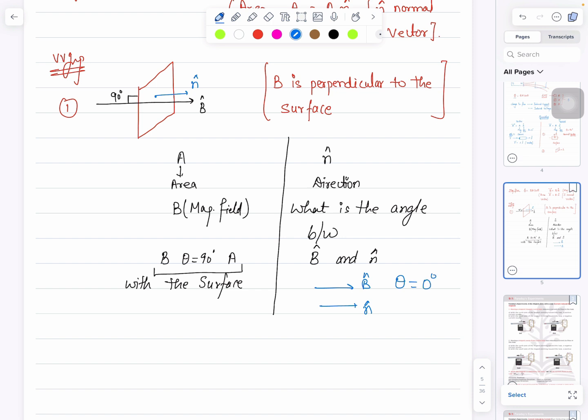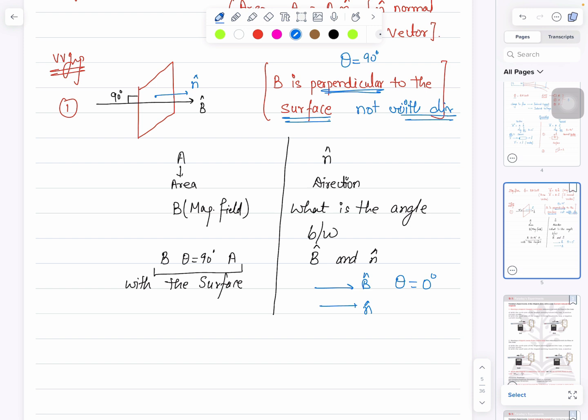Can I say both are in the same direction? Angle is 0 degree. Yes or no? It is making an angle of 90 degree. Perpendicular means theta equals 90 degree. With whom? With surface. Not with direction. It is making 90 degree with the surface.